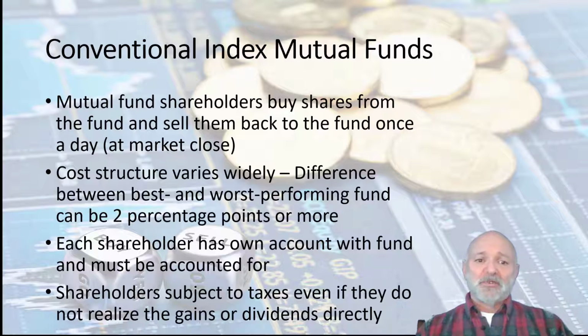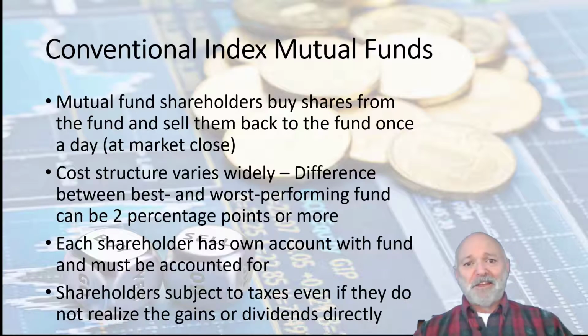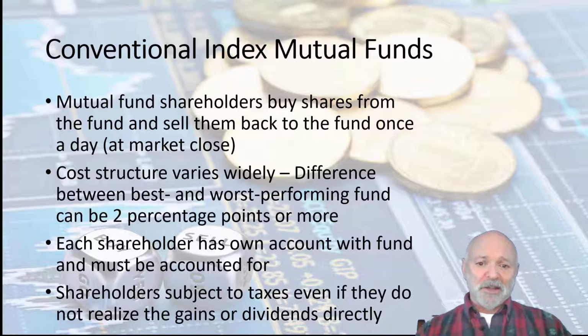An index mutual fund is essentially a mutual fund that is made up of all of the holdings in that particular index. So if the mutual fund salesperson at the bank says, well, if you'd like broad diversification, we can put you into a Dow Jones mutual fund or a Standard & Poor's 500 mutual fund. Essentially, the shareholders buy a unit or buy a share from the fund and can sell them back to the fund at the end of the day at the market closing price.